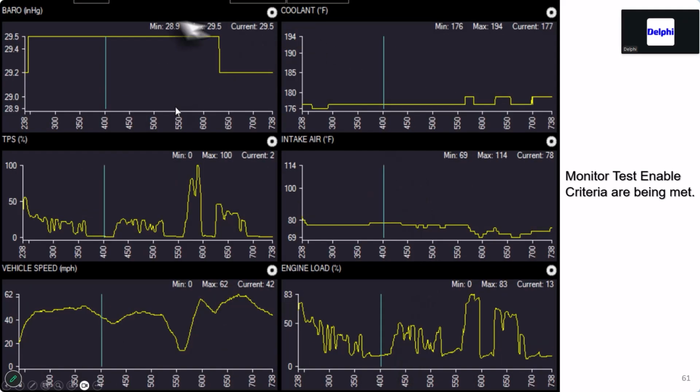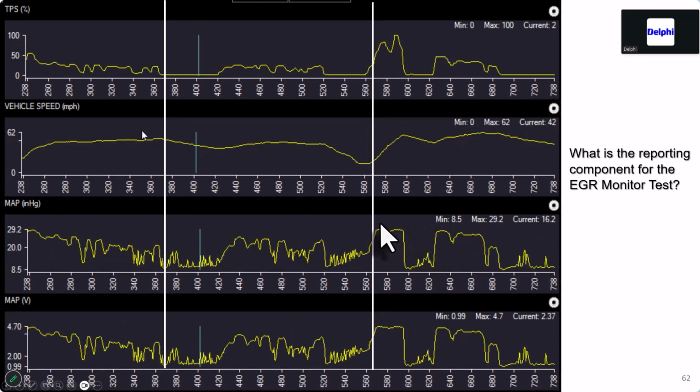So we go to the next page. I look at all the enable criteria, what I call enable criteria. Everything looks good. Now I go to the reporting component, and remember what I said, the reporting component is the MAP. And here's my MAP sensor on deceleration. Here's my MAP voltage on deceleration. I want you to pay attention to these close hashes, and the height of the MAP sensor voltage is well over 1 volt. Something's going on with the MAP sensor here. It's not the MAP sensor, it's a brand new one, but something's going on right here. And that's the reporting component for the EGR to run its test and to verify it's working.